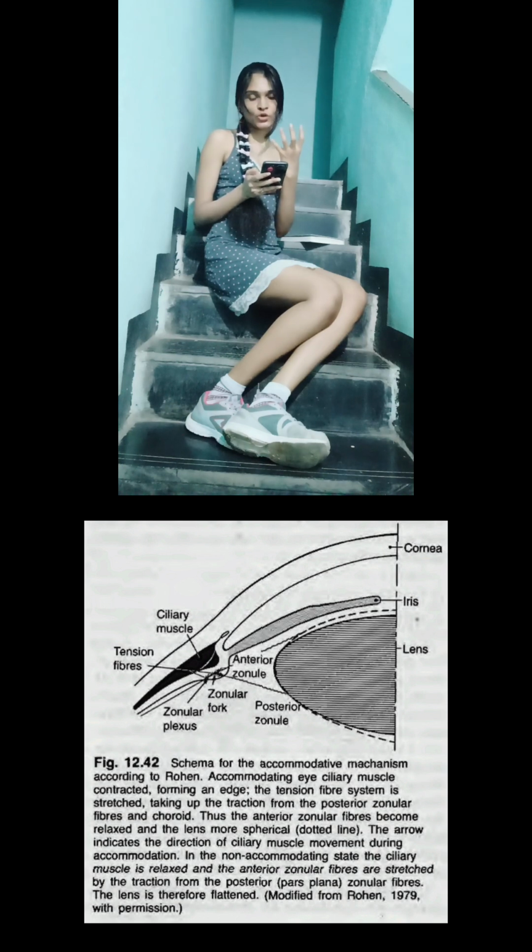In accommodation, the ciliary muscles contract and the traction is transferred from the posterior zonular fibers and choroid to the ciliary muscles. With this contraction of the ciliary muscles, the traction on the posterior zonule is removed, and hence on the anterior zonules too. The lens capsule that was under stretch is now relaxed, and there is an increase in the anterior curvature of the lens during accommodation, and thus an increase in the refractive power of the lens. That's the accommodation.